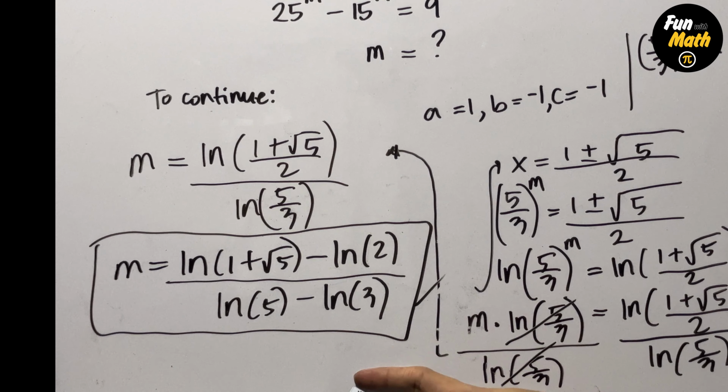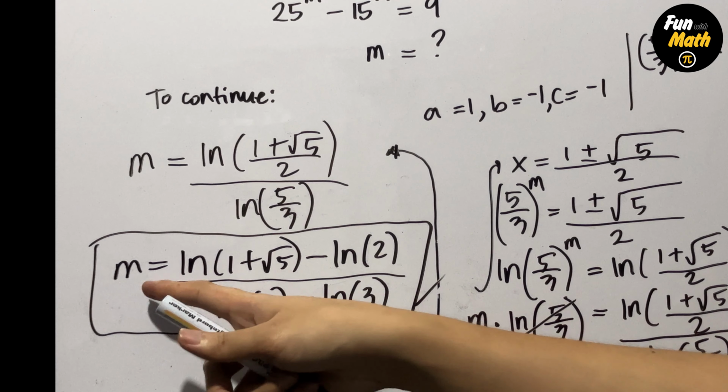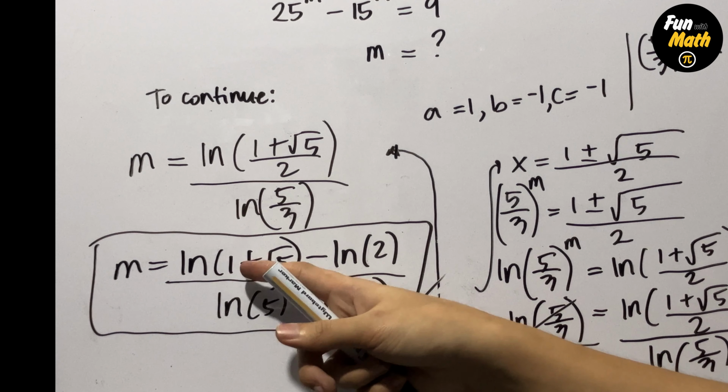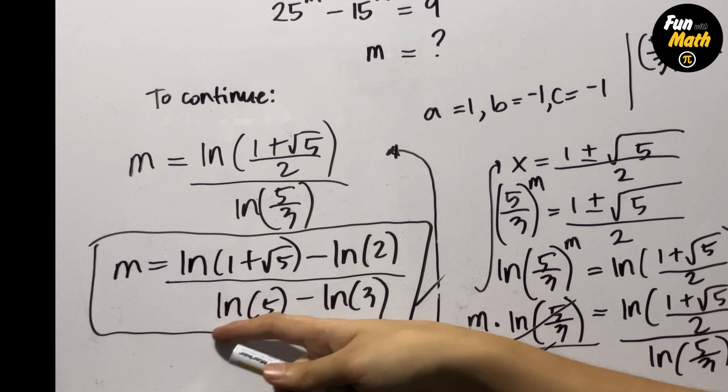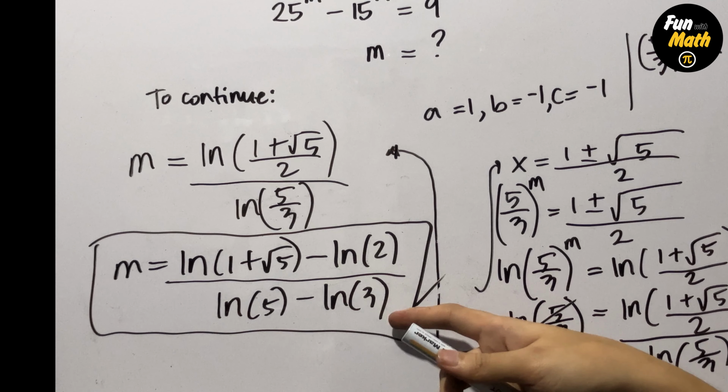So this is the final answer. Again, m is equal to ln of 1 plus square root of 5 minus ln of 2 all over ln of 5 minus ln of 3.